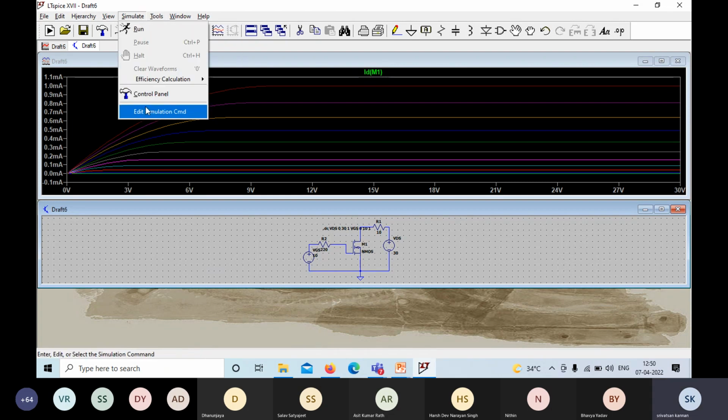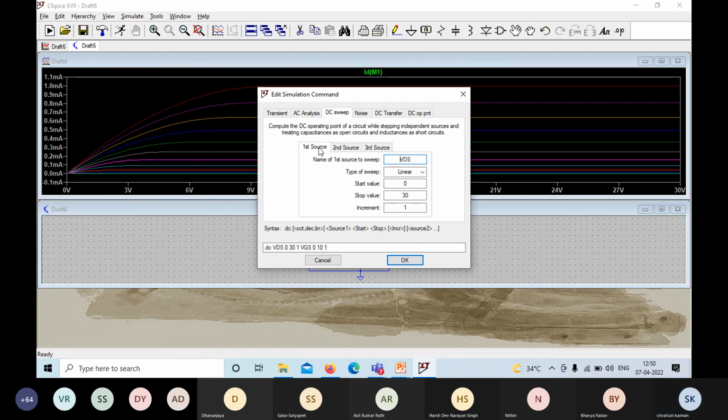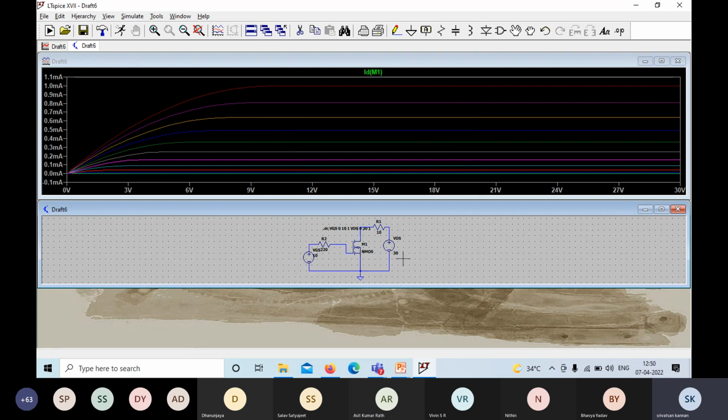So for transfer characteristics, being approved. Which one is first source? VGS. It is 10. Second source, VDS. Note it is an increment of one. Okay, one more.